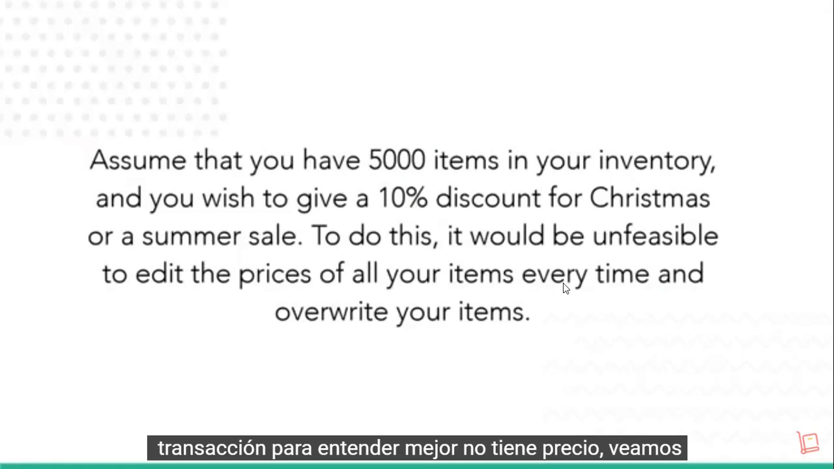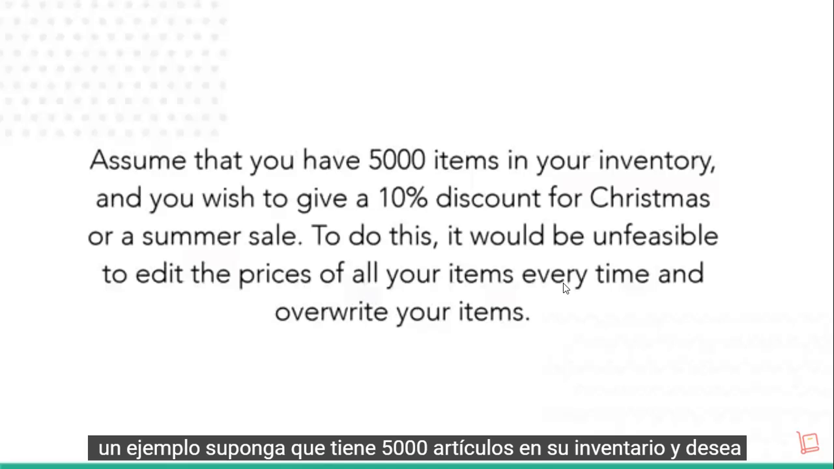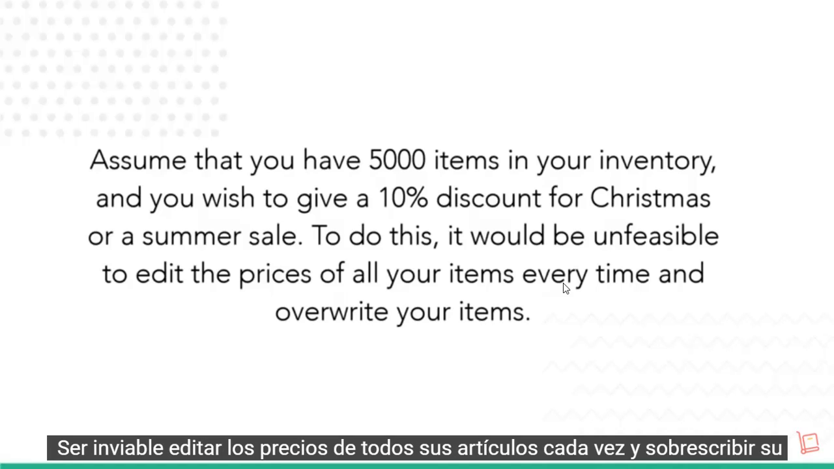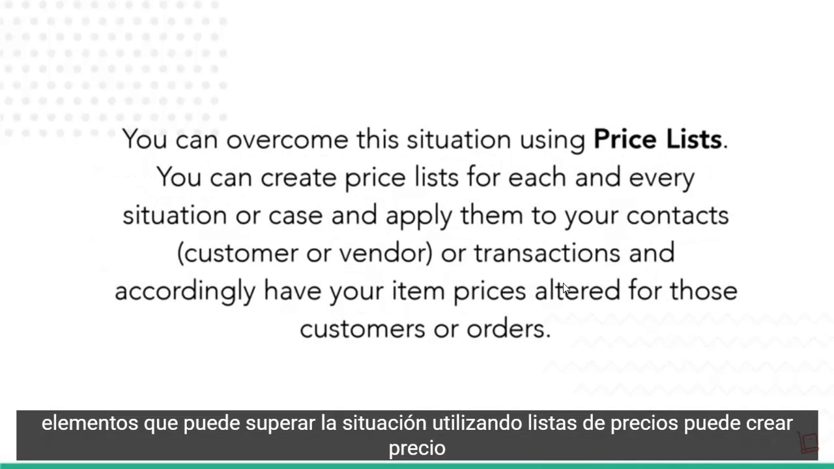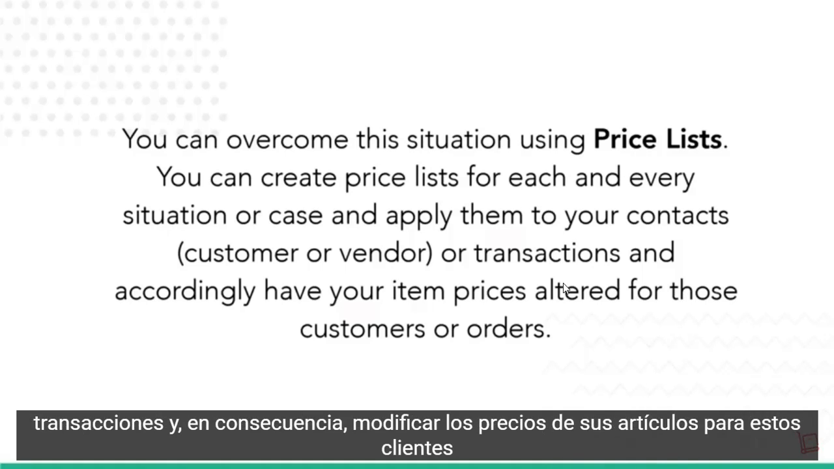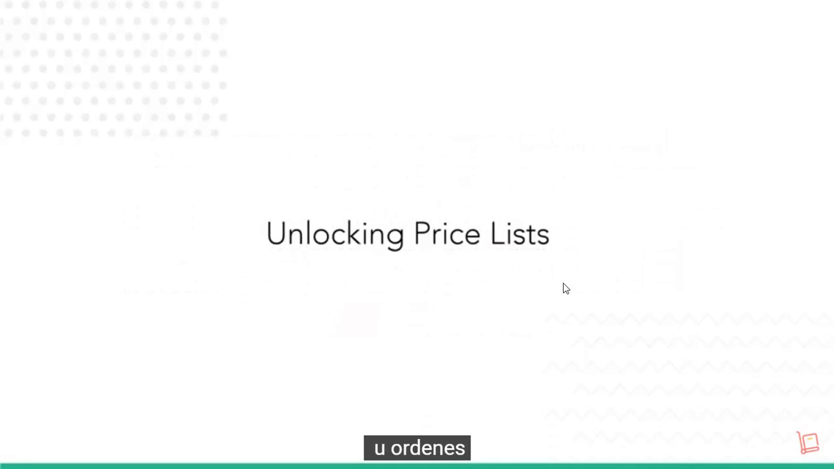To understand price lists better, let's see an example. Assume that you have 5,000 items in your inventory and you wish to give a 10% discount for Christmas or even a summer sale. To do this, it would be unfeasible to edit the prices of all your items every time and override your items. You can overcome the situation using price lists. You can create price lists for each and every situation or case and apply them to your contacts or transactions and accordingly have your item prices altered for these customers or orders.